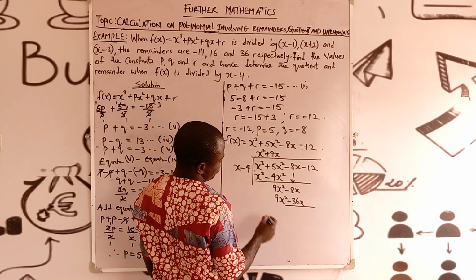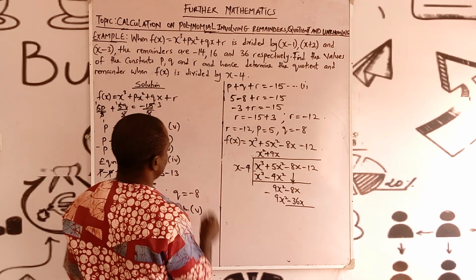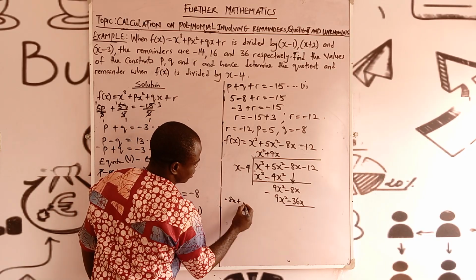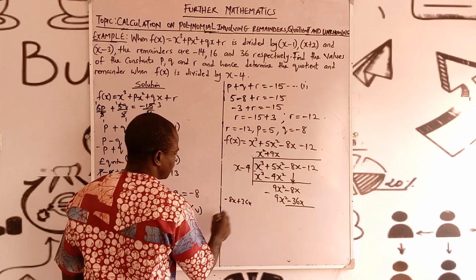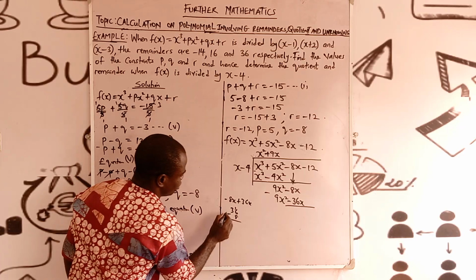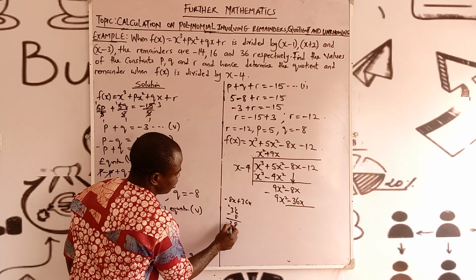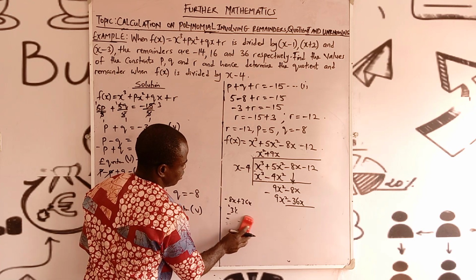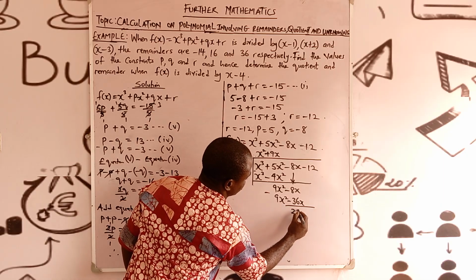Let's do the subtraction. Minus 8x minus minus 36x, that's plus 28x. We are having 28x.